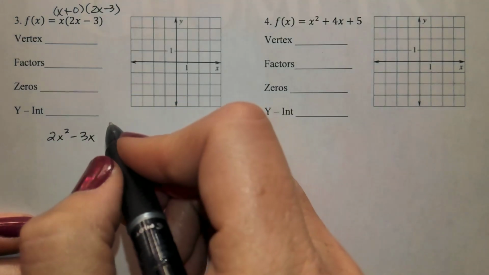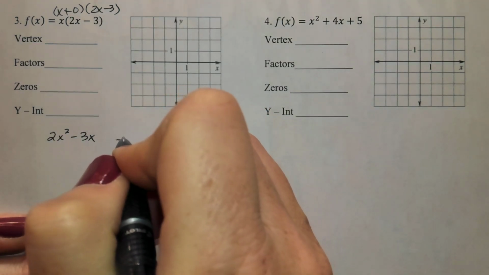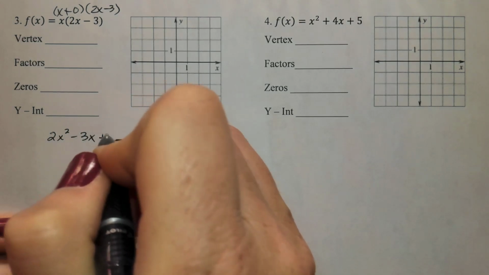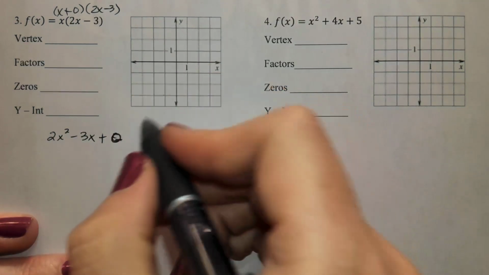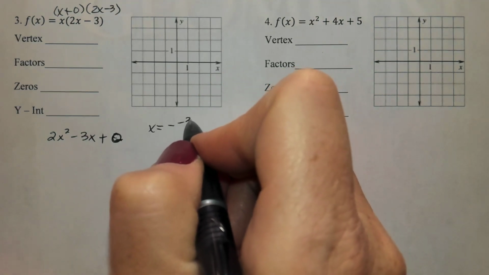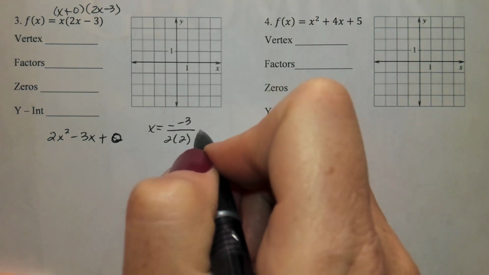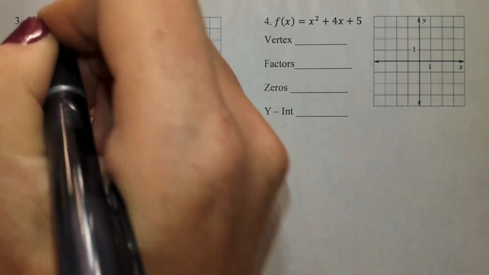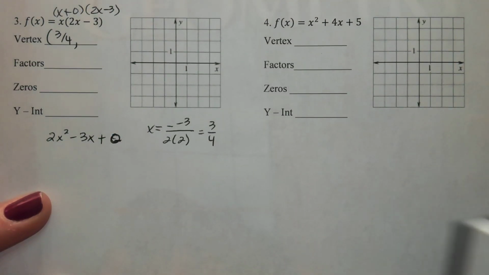So for vertex, I'm going to do -b/2a. Oh, sorry, I should talk about, this is your a, that's your b, your c would then be 0. We'll tack that on there. Now I'll do your vertex. So x equals -3 all over 2 times 2. So I ended up with 3/4 for the first part of my vertex. Again, I would plug that in as a 0.75.